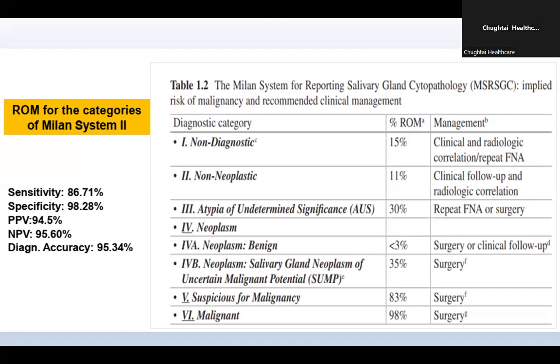So these are the diagnostic categories, and these diagnostic categories are actually based on the clinical management or the patient care. If it is non-diagnostic, then the management will be to repeat FNAC or correlate with the clinical or radiological findings. If it is non-neoplastic, then clinical follow-up and radiological correlation. If it is AUS, then surgery or repeat FNAC are the options. And for neoplasm, like suspicious for malignancy and malignant, surgery is the treatment of choice.